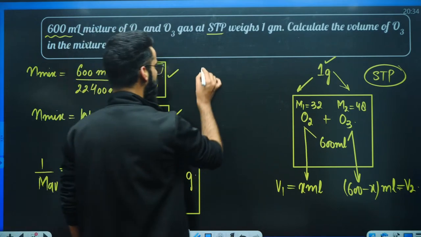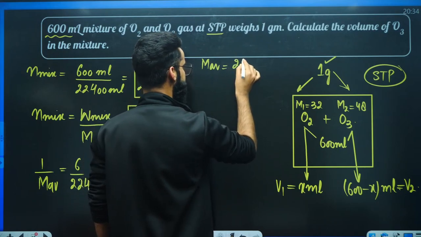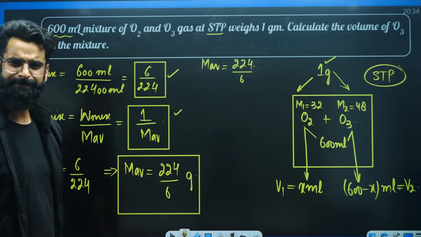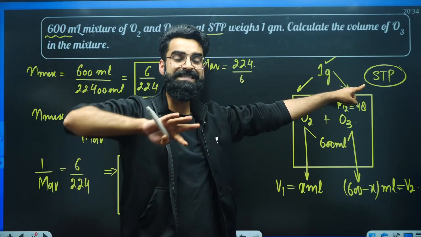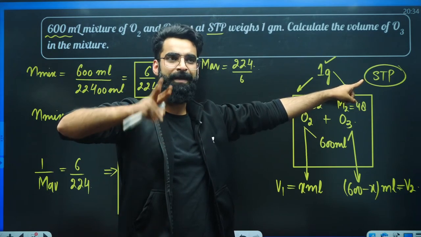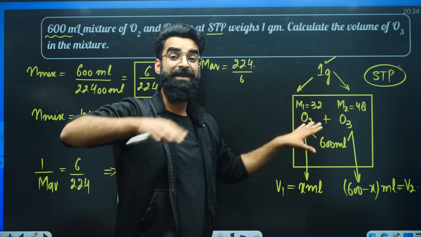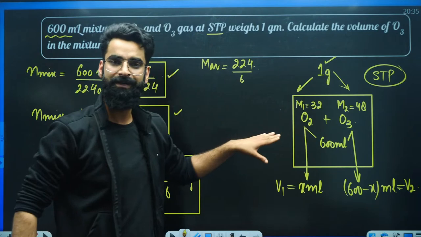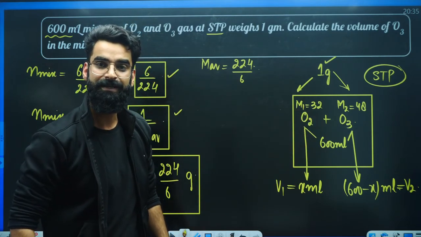But what did I get till now? M average, the average molar mass, is equal to 224 divided by 6. My dear students, the mixture is present at STP. STP means standard temperature and pressure: temperature 0 degree centigrade, pressure 1 atm. So the temperature of the mixture is fixed, and the pressure of the mixture is also fixed, so it's constant.